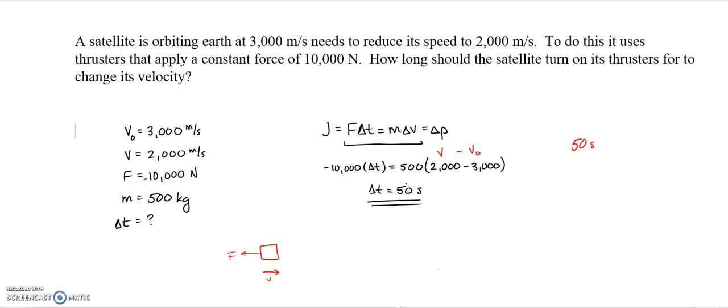Really, all these impulse momentum problems are your ability to use and manipulate this big equation. Pull out the key things to relate to each other, write the equation, and solve from that. So hopefully that helped, and I'll see you next time.